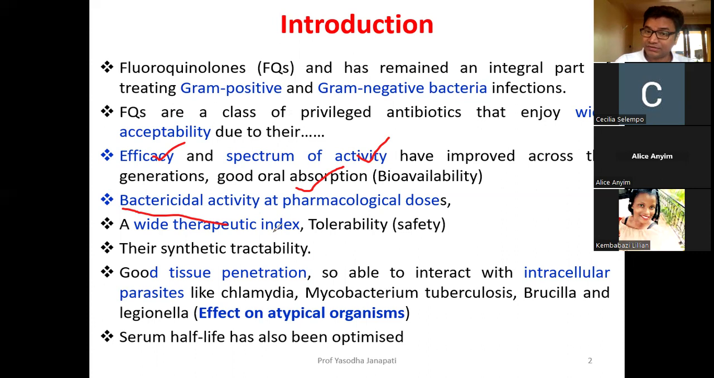Safety is good. A wide therapeutic index means that with some drugs you find toxicity even with a small dose, but you can give these drugs in large doses, no issue. Tolerability is also there, so safety is concerned. Few side effects are there. Of course, for any drug, we know that there is no drug without side effects.